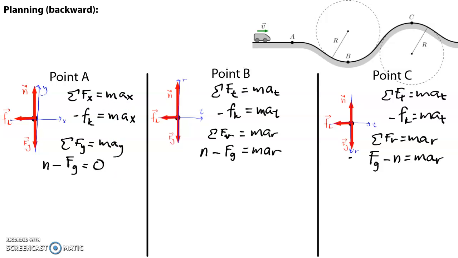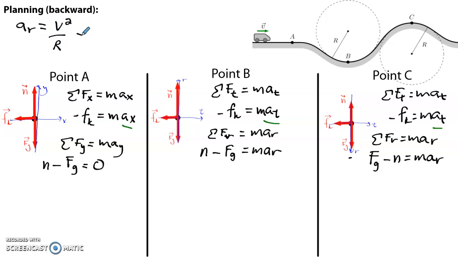Remember that the quantity that we're looking for is really this ax or this at. So in order to find it, we need to find fk. And in order to find fk, we need to find n. And in order to find n, we will need to have the centripetal acceleration. Centripetal acceleration, it's just an easy calculation. So we know that ar will be equal to v squared over the radius.